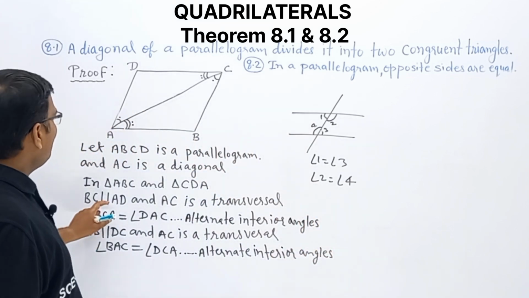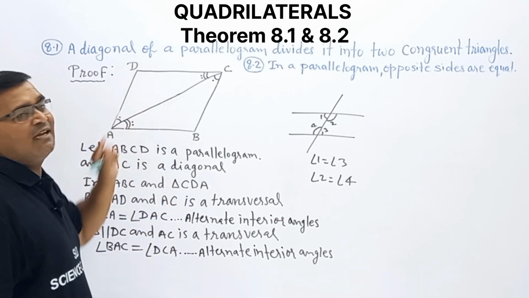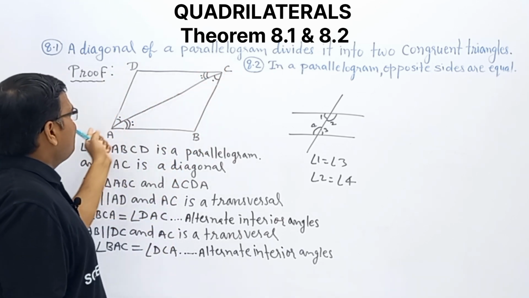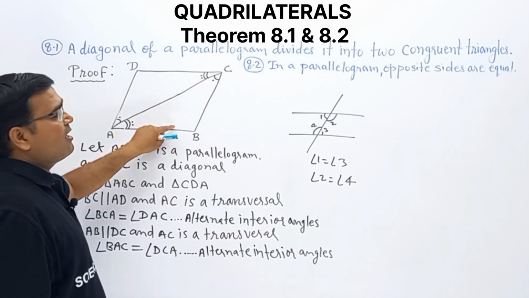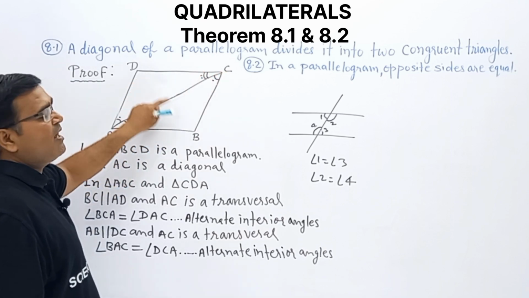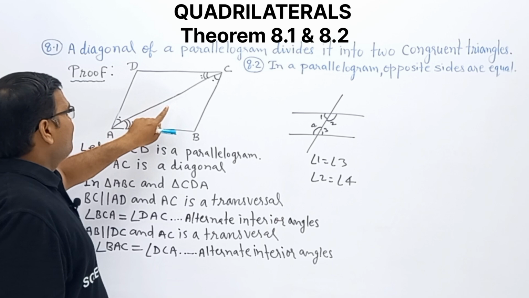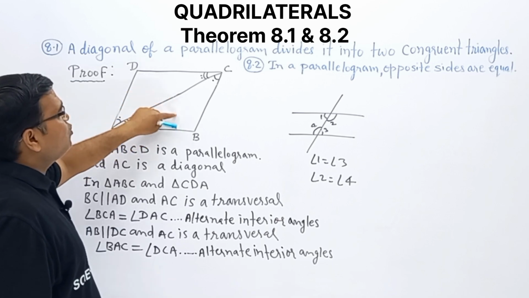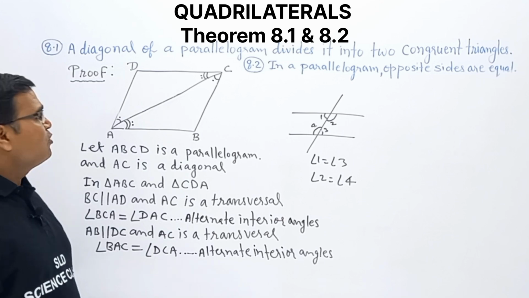Observe two angles of these two triangles. Since AC is the diagonal of this parallelogram, AC is dividing this parallelogram into two triangles. One is this one, another one is this one. Now we want to prove whether these two triangles are congruent or not.